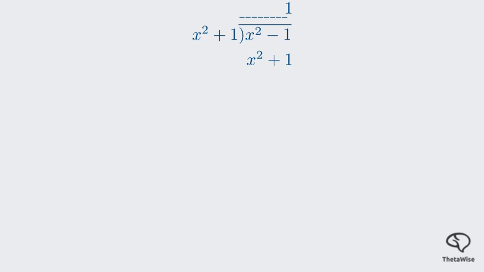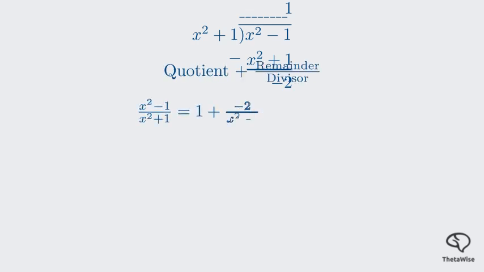Next, we subtract. Remember to distribute the minus sign. We have x squared minus x squared, which is 0, and negative 1 minus 1, which is negative 2. Our remainder is negative 2. Since the degree of the remainder 0 is less than the degree of the divisor 2, we stop here. Writing this as quotient plus remainder over divisor, our fraction becomes 1 plus negative 2 over the quantity x squared plus 1. This can be simplified to 1 minus 2 over x squared plus 1.